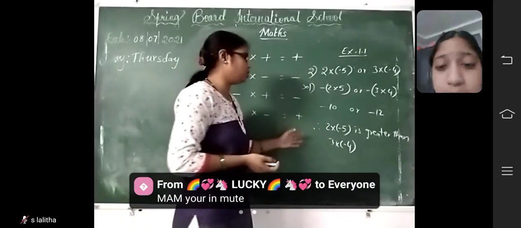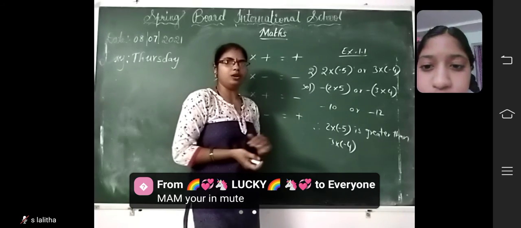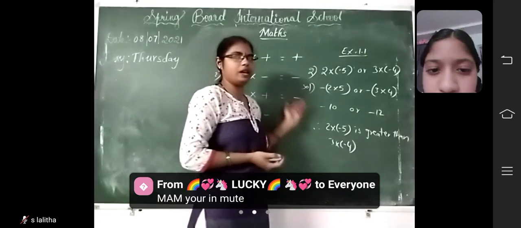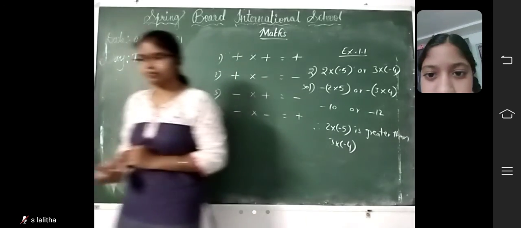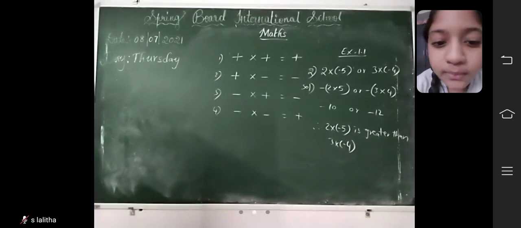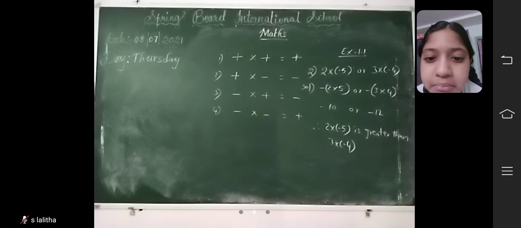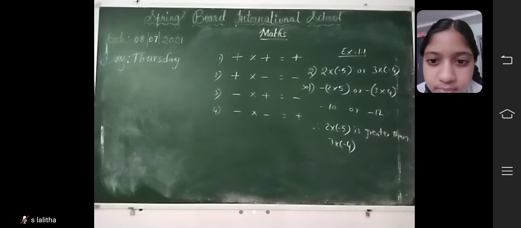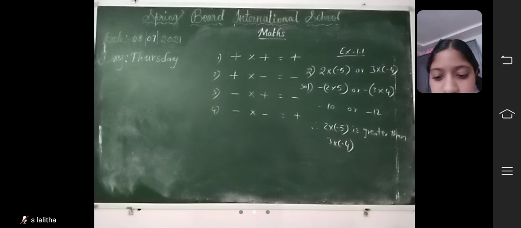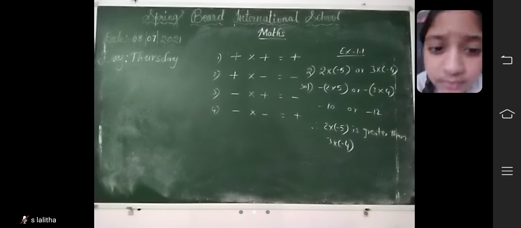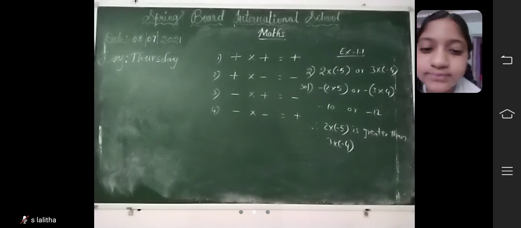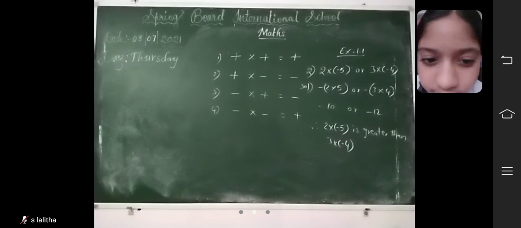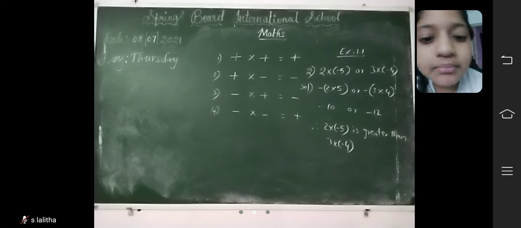I will send the pic to your group. In your group, you can do the homework. First Roman and second Roman, you can do the homework, children. Okay, children? Come on, write. I will send the pic in your group. You can do the homework, first Roman and second Roman.